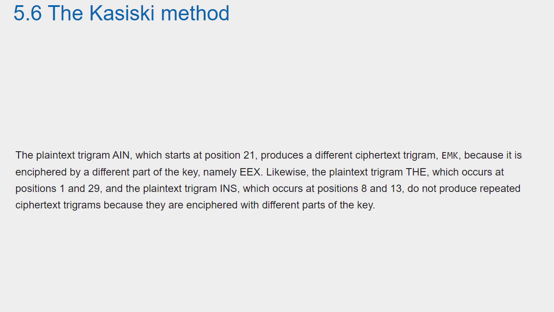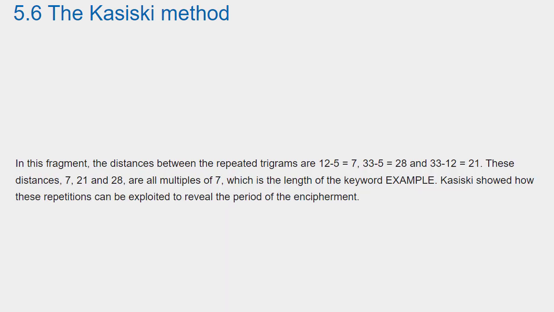The plaintext trigram AIN, which starts at position 21, produces a different ciphertext trigram EMK because it is enciphered by a different part of the key, namely EEX. Likewise, the plaintext trigram THE, which occurs at positions 1 and 29, and the plaintext trigram INS, which occurs at positions 8 and 13, do not produce repeated ciphertext trigrams because they are enciphered with different parts of the key.